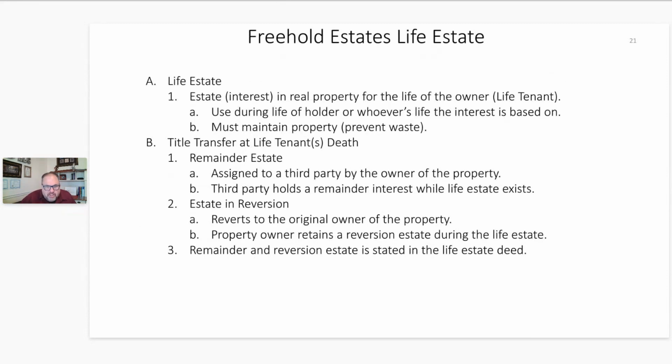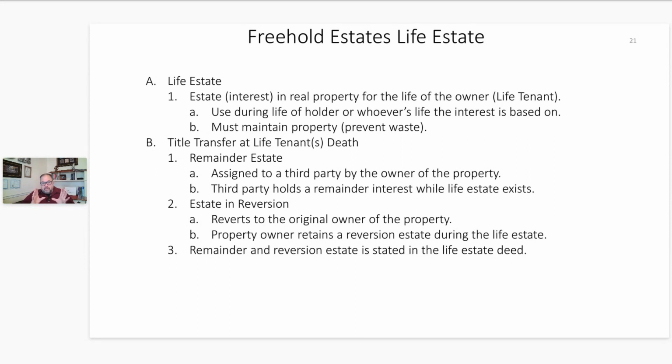All right. Let's stay in life estate. Let's continue on, because there's some more information I want to put towards. Now, again, just to review, the life estate is the interest in real property for the life of the owner, called the life tenant. Whoever purchases the life estate is called the life tenant.